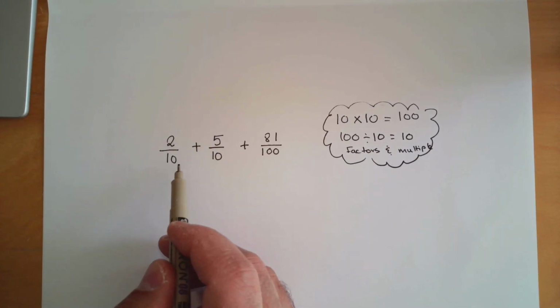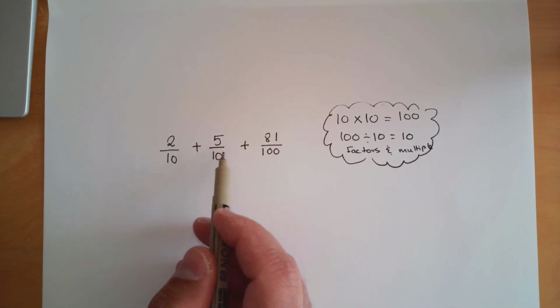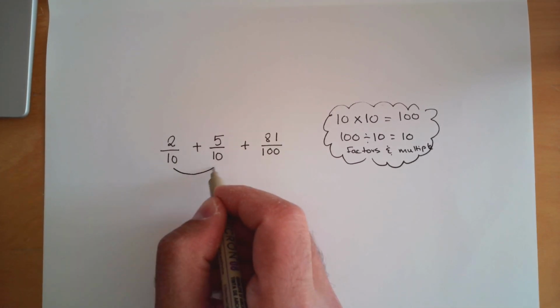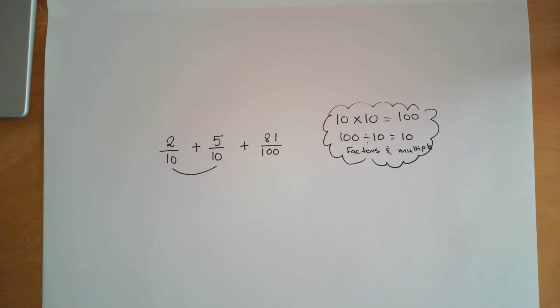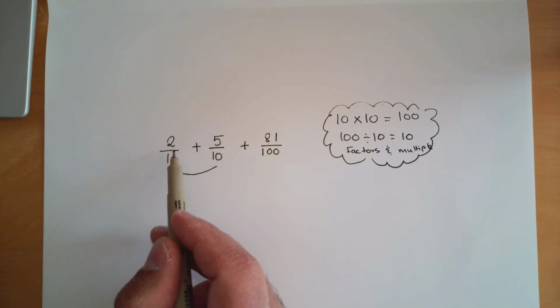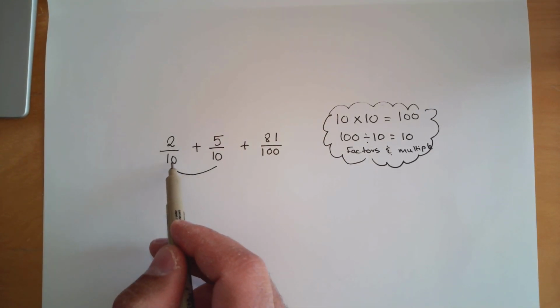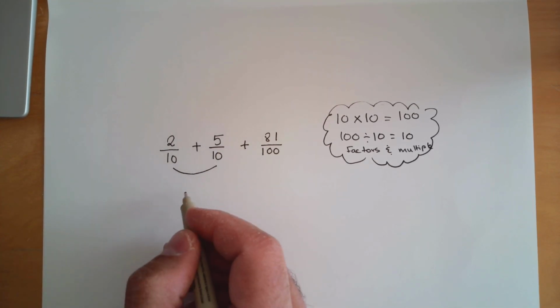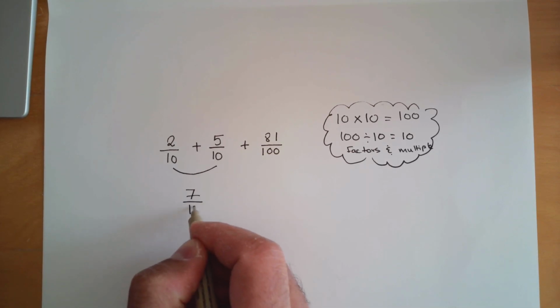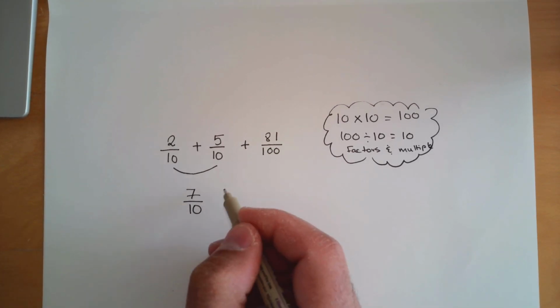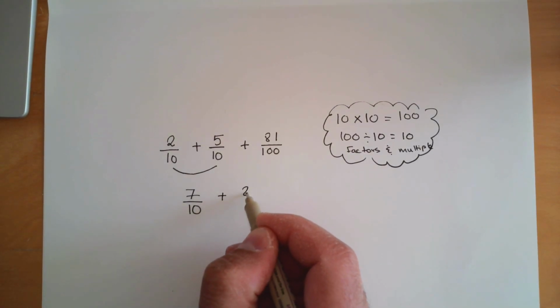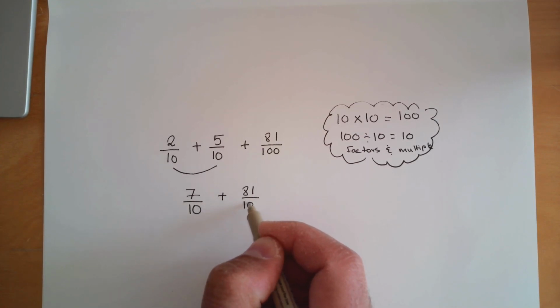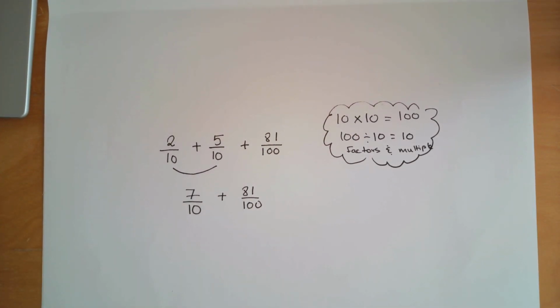So if we have 2 tenths and 5 tenths, these are ready to add together. We can add them easily because we're basically saying 2 pieces of tenths and 5 pieces of tenths. That means we have 7 tenths. Okay. And now here is the part that needs a little bit of work. Here's the part that we are not yet ready.